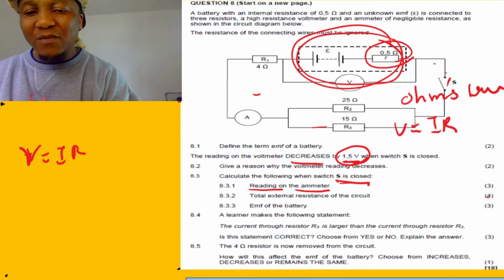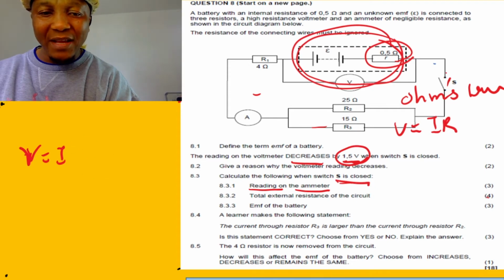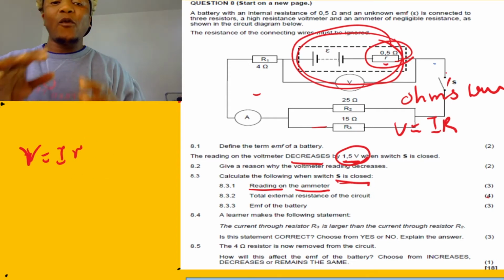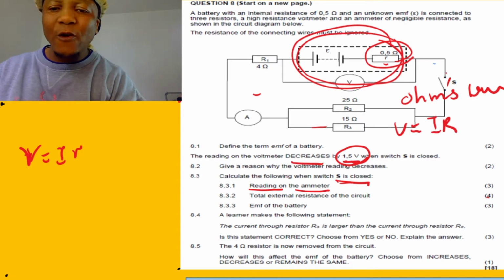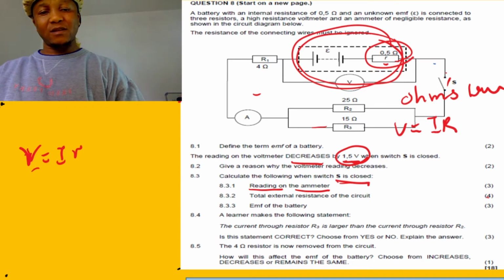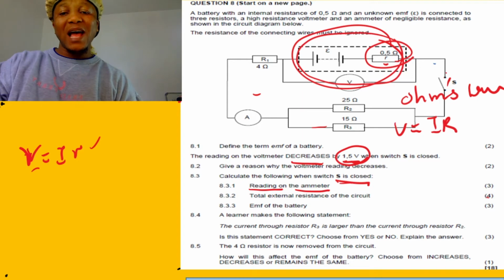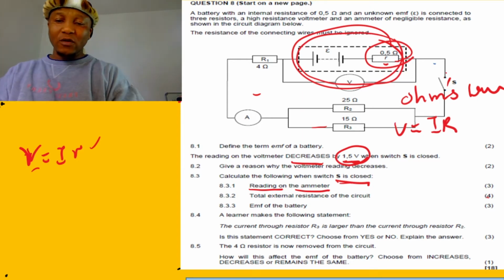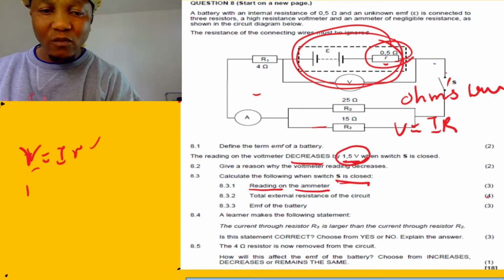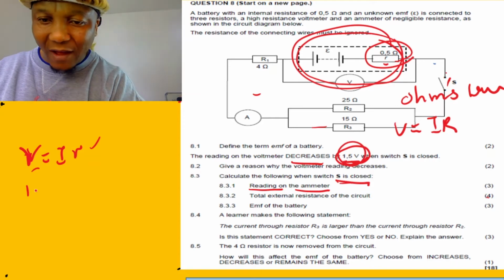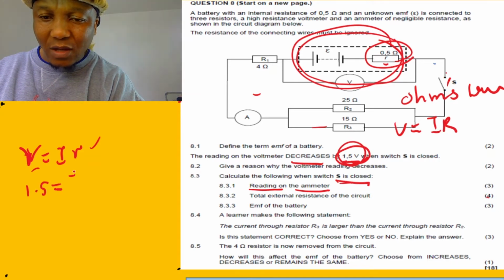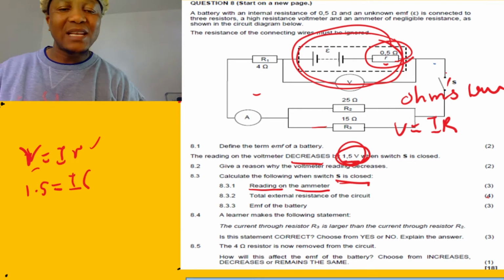But now we're not going to use this bigger R. Let me deal with the small r, the one inside the battery in this case. I know my voltage which is decreasing. And why do I use r? Because r is the one which caused the decrease in voltage. And which was that voltage? Which was 1.5.